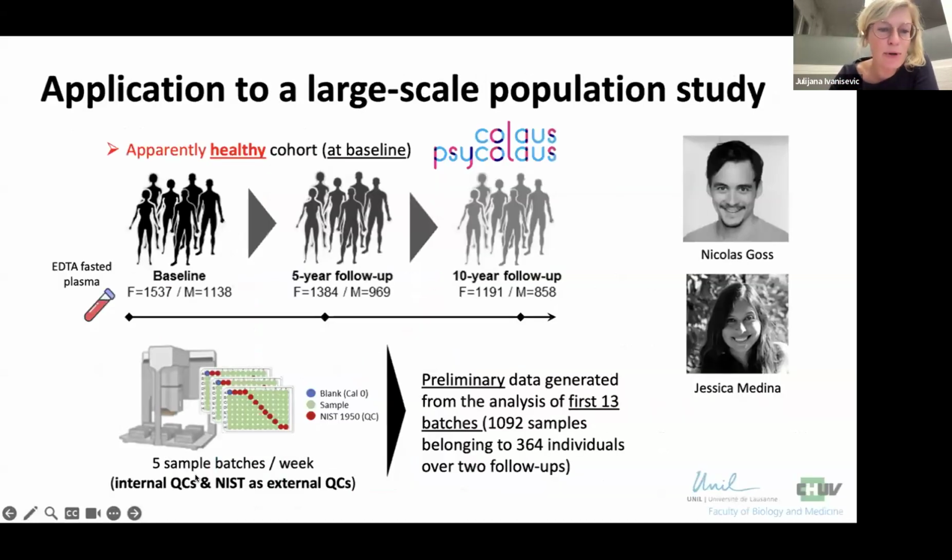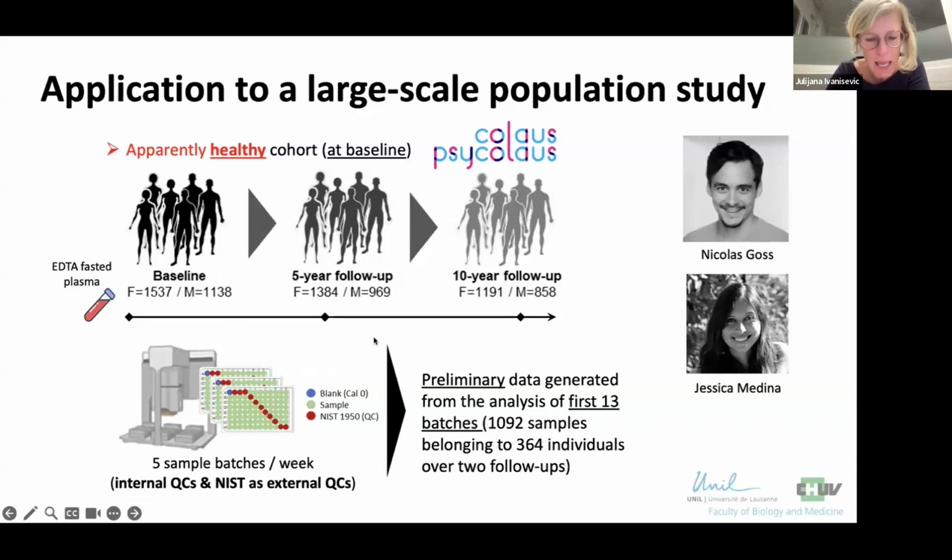So finally, after this parenthesis on the importance of using internal standards, I will now briefly share with you the preliminary data that we generated from the analysis of these first 13 batches we managed to analyze so far from the Lausanne population. So altogether, this is more than 1,000 samples belonging to 360 individuals over these 3 time points, as you can see on the scheme. Please consider that with the developed pipeline that I just presented before, we can today analyze 5 sample batches per week, during the 5 working days, and this including the internal QCs and the NIST as the external QC.